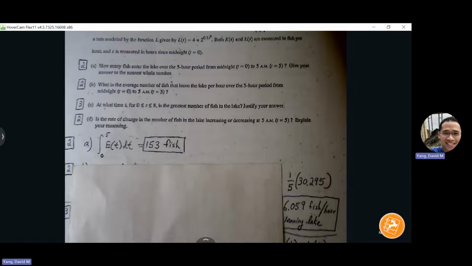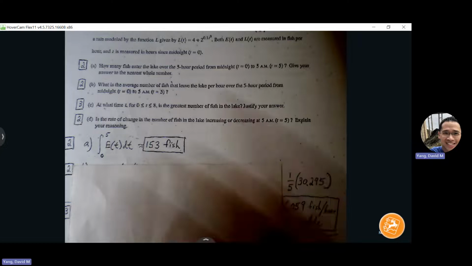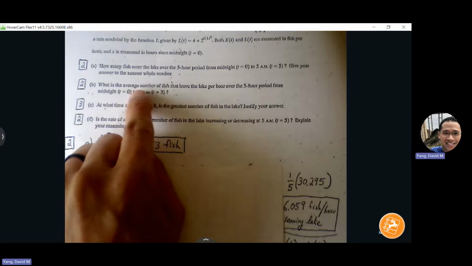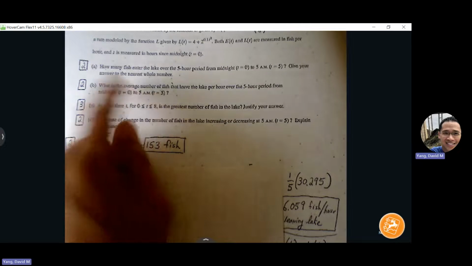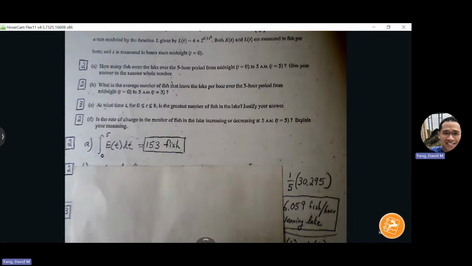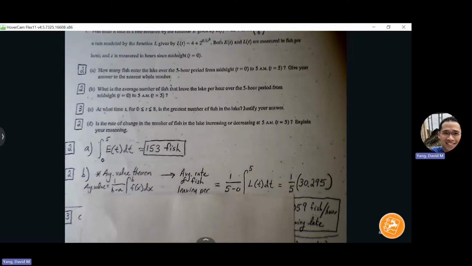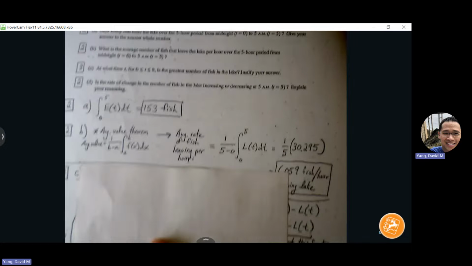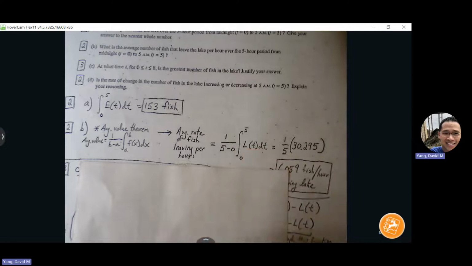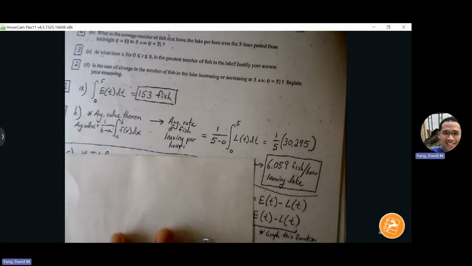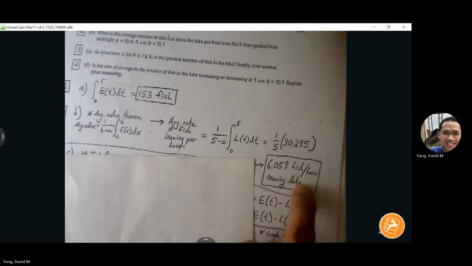Part B says, what is the average number of fish that leave the tank over the 5-hour period? So what does that remind you of? Average number of fish, we have to use the average value theorem. So again, it's pretty straightforward. If you know the formula, you're just putting it into your calculator: 1 over b minus a, integral from a to b of L of t. Now we want the average rate, not fish entering, but fish leaving. So our units are going to be fish per hour.